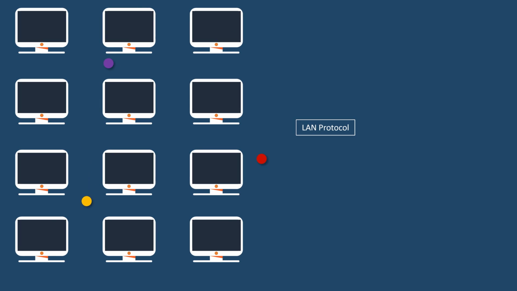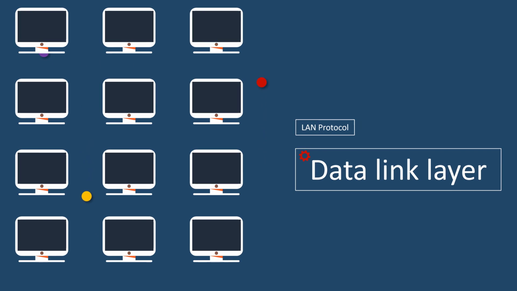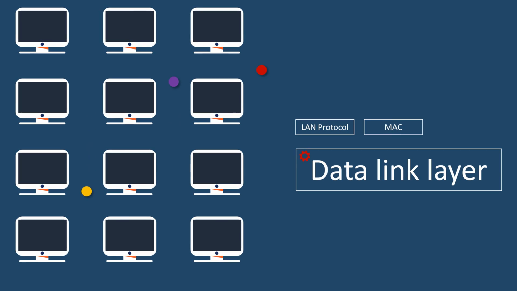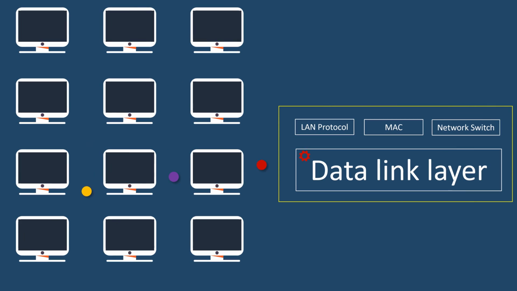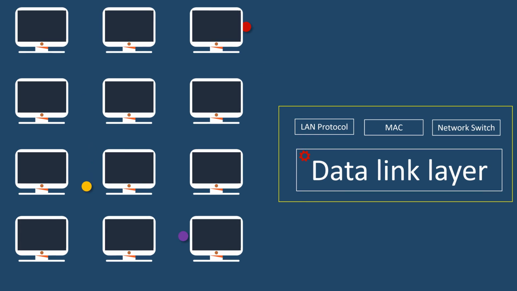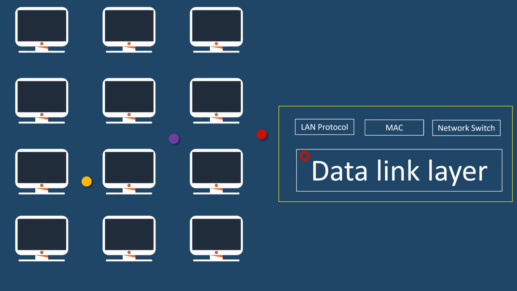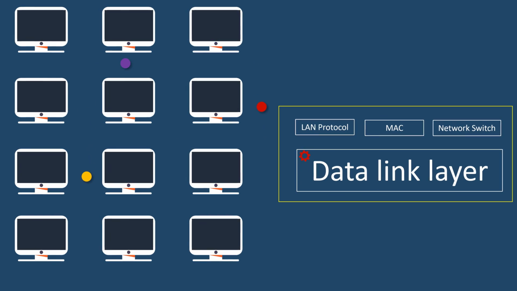In a local area network, knowing destination MAC addresses is crucial because most LAN protocols operate at the data link layer. At the data link layer, MAC addresses are used to address individual devices within the same network. Devices such as network switches, which connect devices in a LAN, operate at the data link layer as well. Therefore, in a LAN environment, when a device intends to communicate with another device using its IP address, it must first determine the MAC address of the destination device in order to forward data effectively.